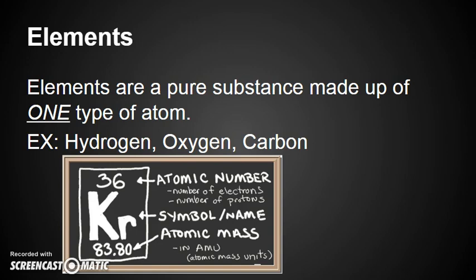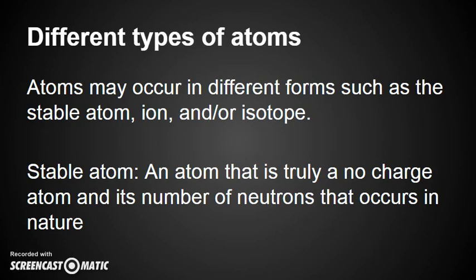And we have different types of each element that exist out in nature. So we have ions, we have isotopes, and we have stable ions, or stable atoms. So this one is a stable atom, but the average of the atomic mass here is going to be 83.80. So the different types of atoms, what I just alluded to, they can occur in different forms such as the stable atom, the ion, or the isotope.